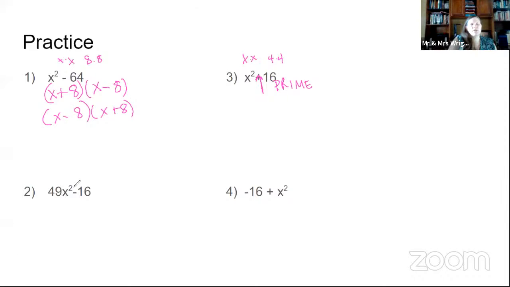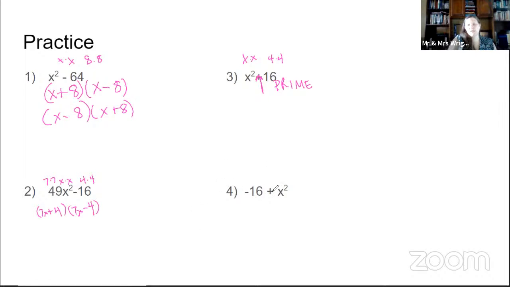So here we have 49x squared minus 16. Well, 49 is 7 times 7. X squared is x times x. 16 is 4 times 4. We have the minus in the middle, so let's set this up. Instead of just putting the x in the beginning like I did before, I have to put a 7x. 7x, 7x, and my second term is going to be 4. All right, here I cannot find the square root of a negative number.